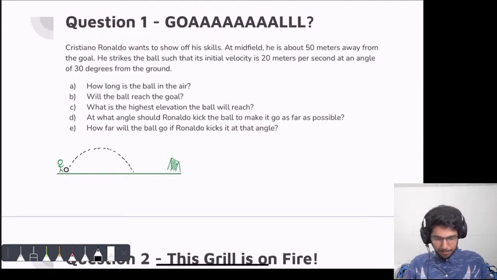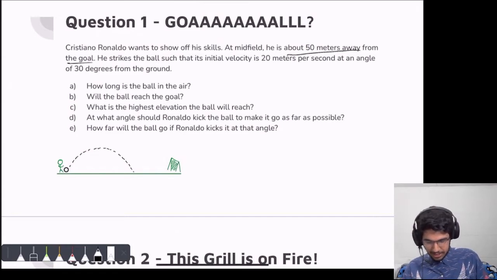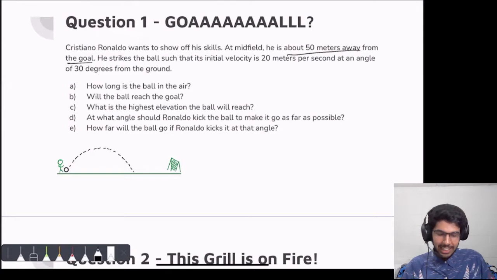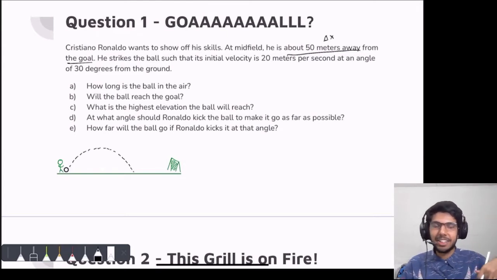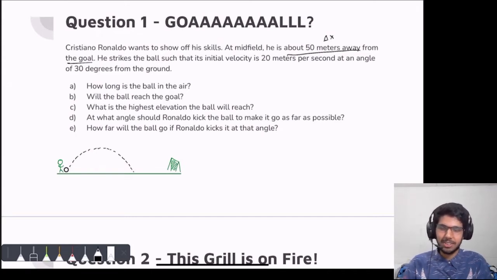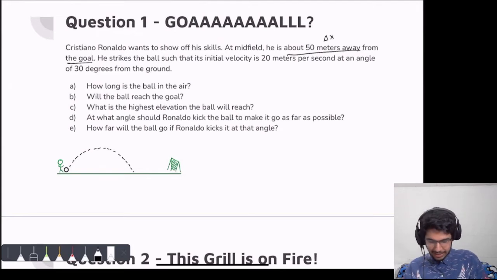So, what do we know? We know that he's about 50 meters away from the goal. So what is that? That is delta x, right? It's a measure of displacement. Meters is the unit for displacement. And it's not measuring it in the y direction. We're not comparing the ground level to some point in the sky. We're comparing points on the ground level. So we have that this distance right here is 50 meters.